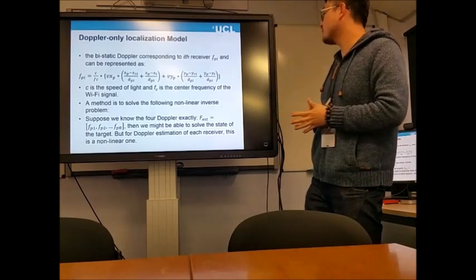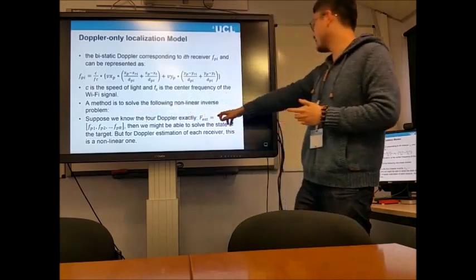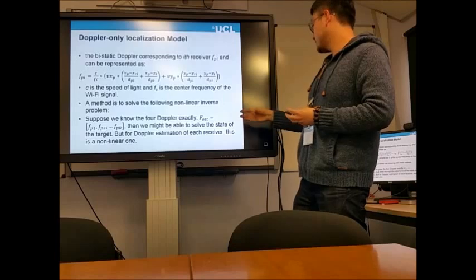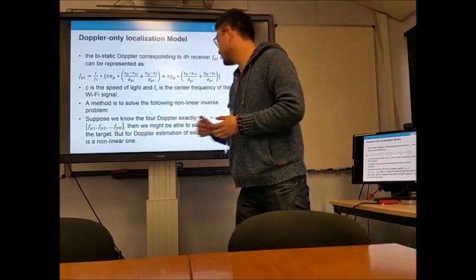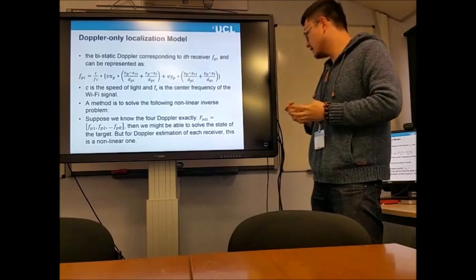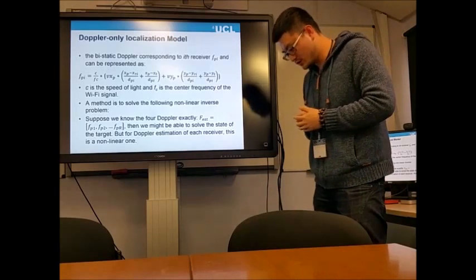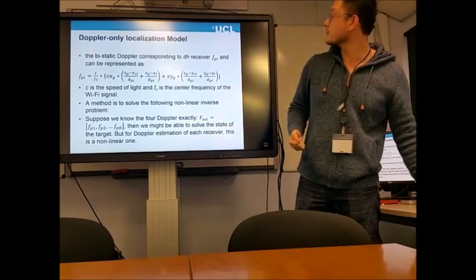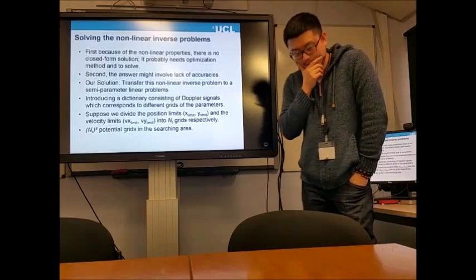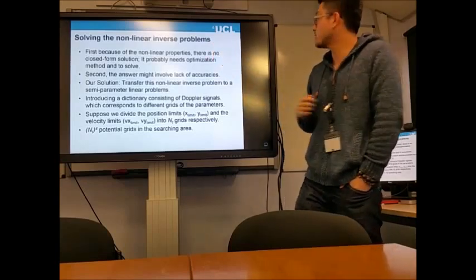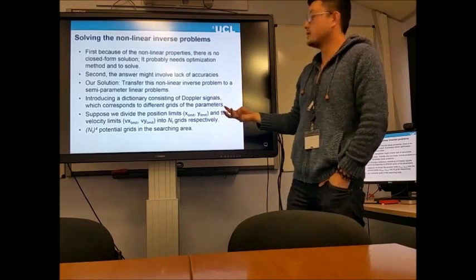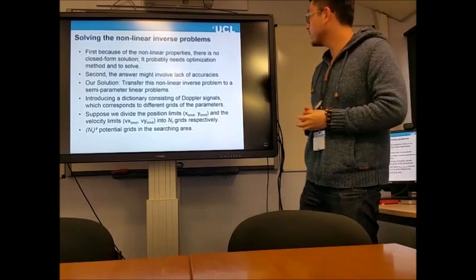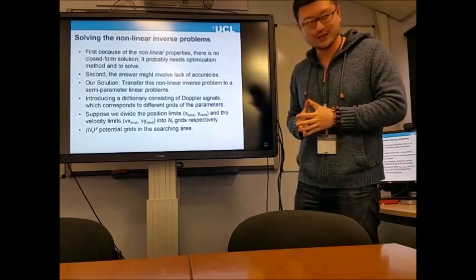The simplest idea is, suppose we know the 4 Dopplers exactly, fp1 to fp4, then we might be able to solve the state of the target. But it is worth noting that the Doppler estimation for each receiver is nonlinear. So why are we not solving this nonlinear inverse problem directly? First, because it is nonlinear and there is no closed-form solution, we need some optimization method to solve it. And second, because of the lack of accuracy.